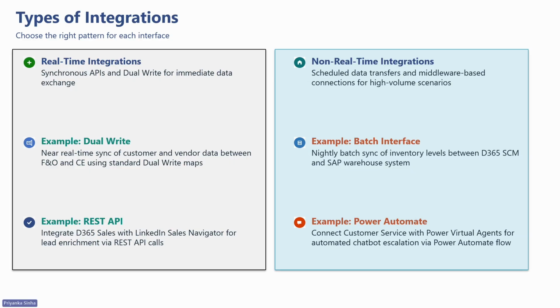Now, next one is non-real-time integration. So those are scheduled and middleware scenarios. A classic example is a nightly batch job that syncs inventory data between, let's say, D365 SCM and SAP, or a Power Automate flow that handles chatbot escalation from one system to another.